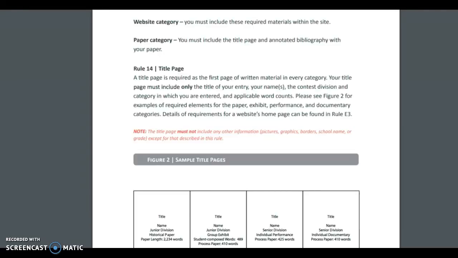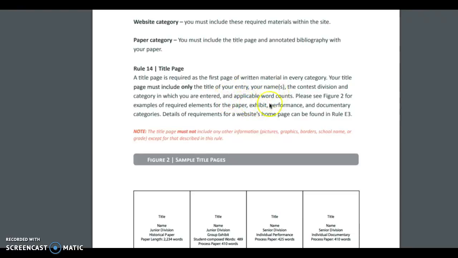Today we're going to talk really quickly about how to put together your process paper, annotated bibliography, and your title page. The first thing we're going to talk about is your title page. This is the NHD rulebook that you all have access to in the resources. The title of your entry, your names, the contest division, which you're all senior division, and the category in which you are entered, documentary, website, etc.